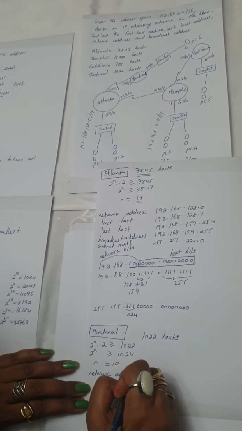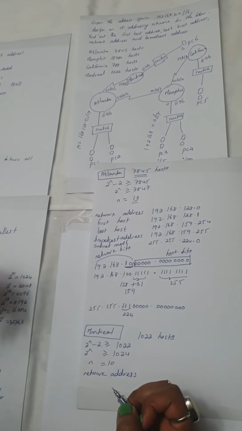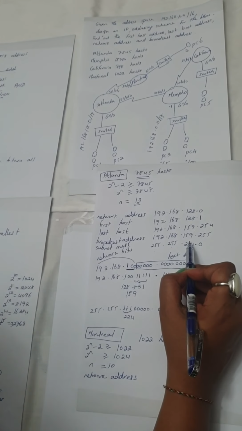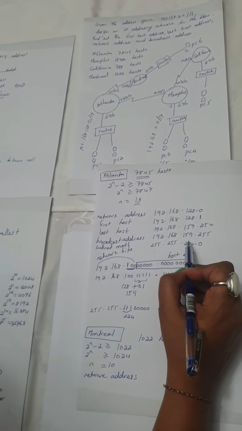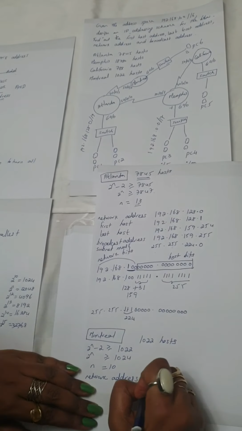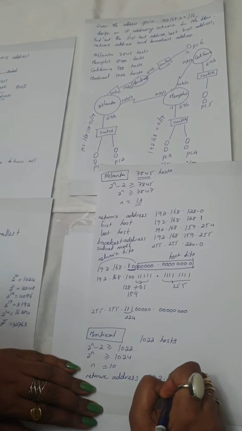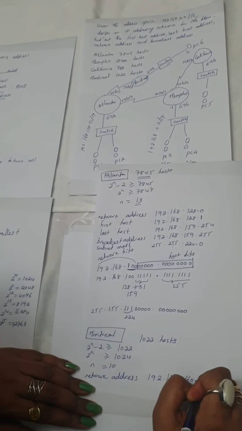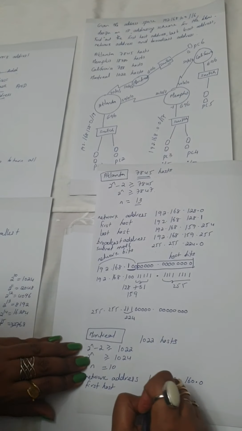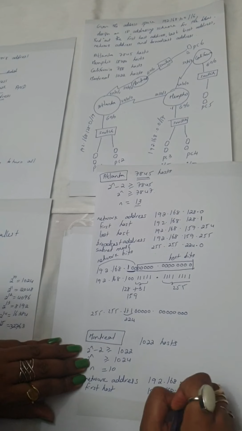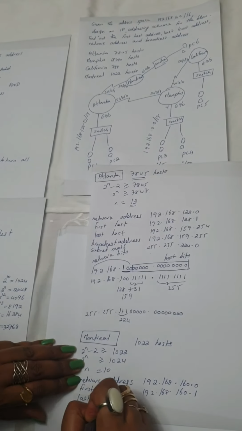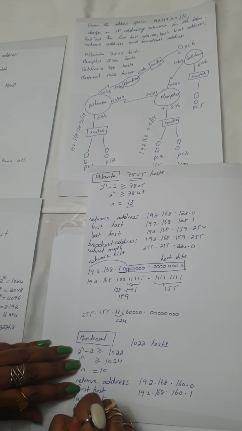Now we have to have our network address. As I told you before, the network address is 1 after the last network which we calculated. The broadcast address of the last network, we add 1 to it. 192.168.160.0. Now the first host would be 1 after the network address, 192.168.160.1. Now we have to know the broadcast address.